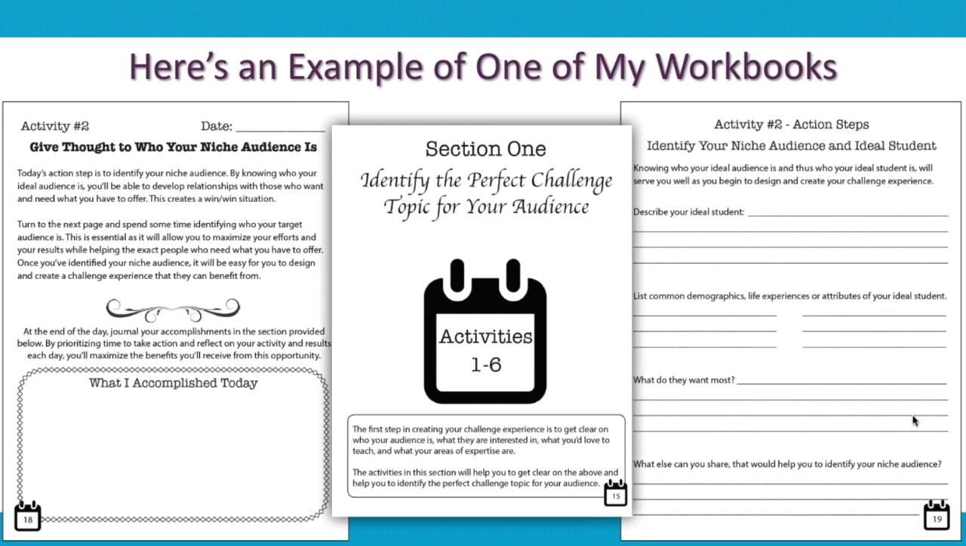So here's an example of one of my workbooks, and this goes along with a course. In the book, I don't say module, I say section. So the page in the center of the screen says section 1. However, in the course content, it says module 1. It just wouldn't make sense in a published book to say module 1, so I changed the word to section. Then I talk about how many activities there are going to be, and I have a little rounded corner rectangle at the bottom where I talk about what's covered in this section.